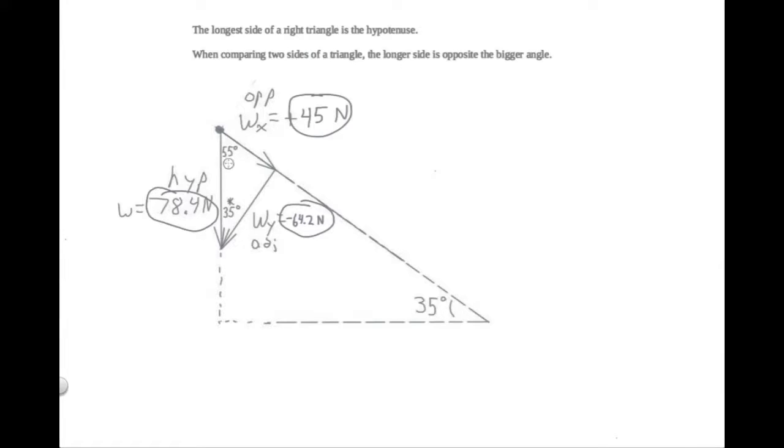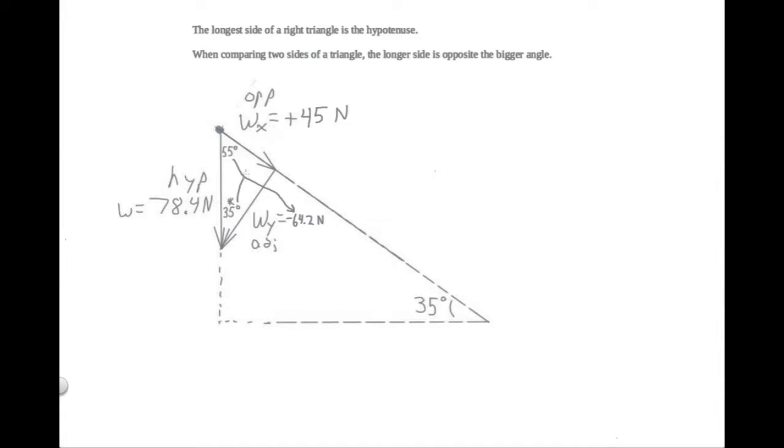Remember that in this right triangle, the vertical side is the hypotenuse because the vertical side is opposite the 90-degree angle, as we have labeled here. And let's check, is the longer of the legs opposite the larger angle? Well, here's the larger angle, 55 degrees, opposite the longer leg, 64.2 newtons.